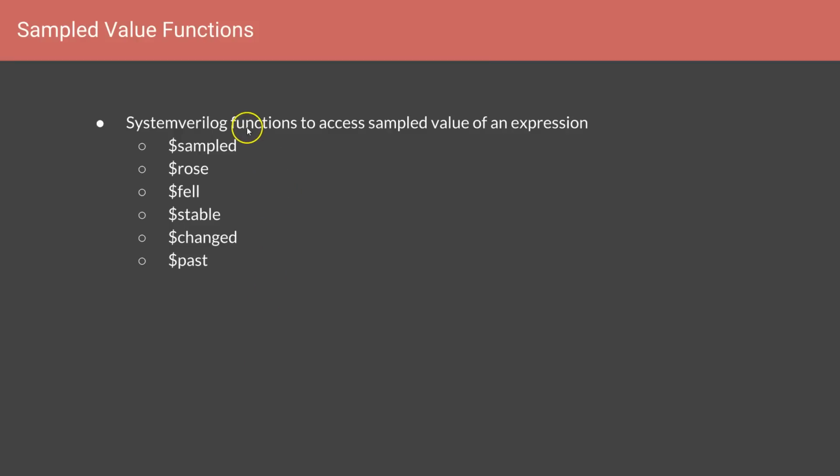These are the sampled value functions in SystemVerilog, which are $sampled, $rose, $fell, $stable, $changed, and $past. As all of them are system functions, you have to use the dollar symbol initially with all these function names, and you will learn these functions one by one.